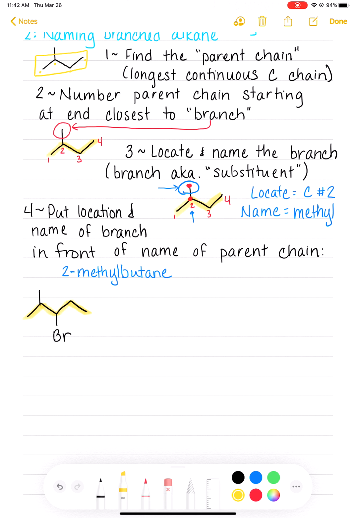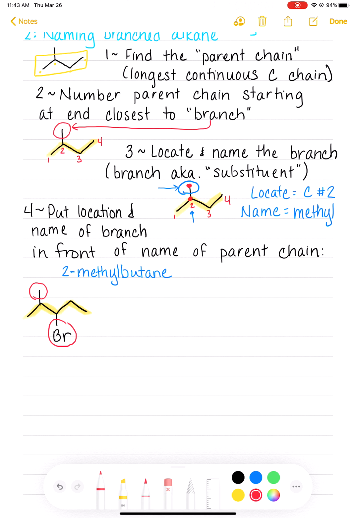We did that. Now step 2, number the parent chain. Number the carbon atoms, starting at the end closest to our branch. Well, now we have 2 branches. We have a branch right here, and we also have a branch right here. So we have 2 branches on this particular molecule. And so our goal is always to number the parent chain at the end closest to the branch or branches.